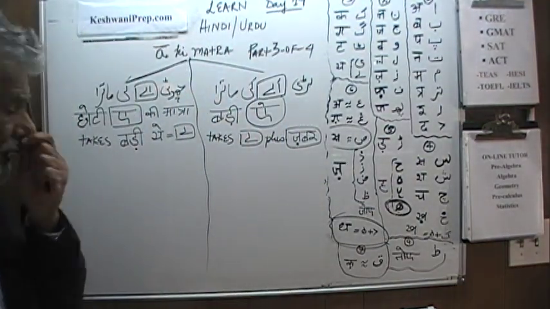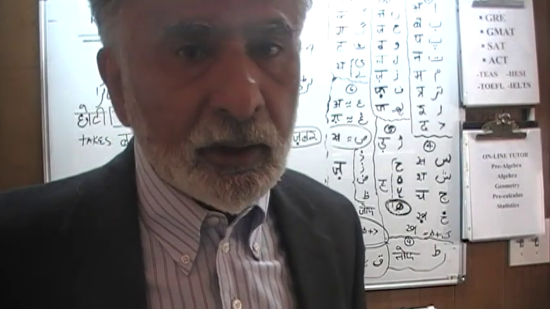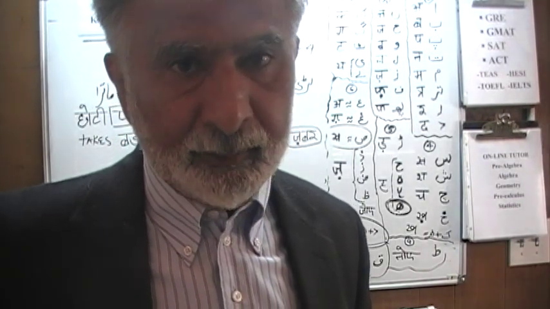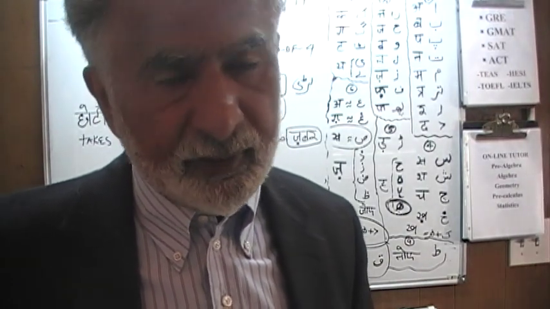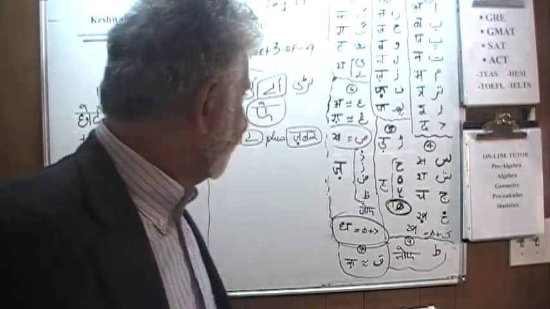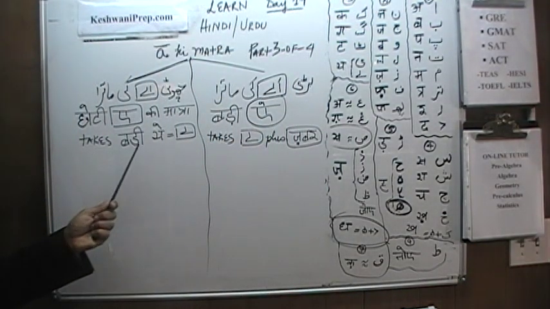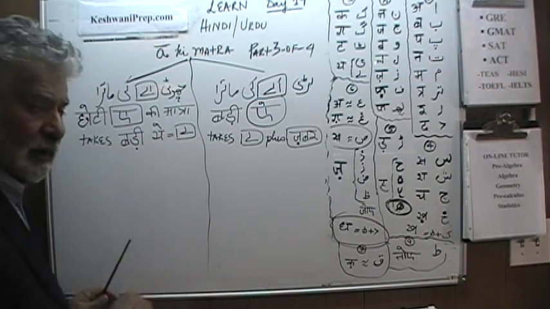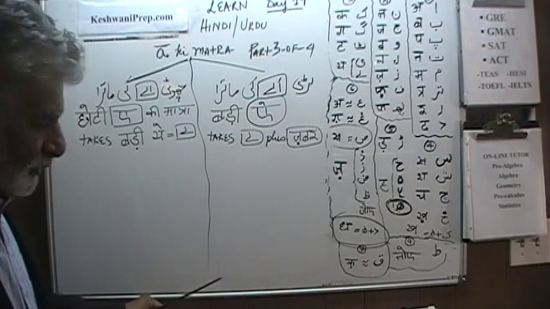Eki Matra, just like the Oki Matra, and just like Uki Matra, comes in two flavors. Choti Eki Matra and Badi Eki Matra. Choti Eki Matra makes a short A sound. Badi Eki Matra obviously makes a longer A. The choti a ki matra takes a letter called badi ye. In Urdu, the choti a ki matra goes like this.